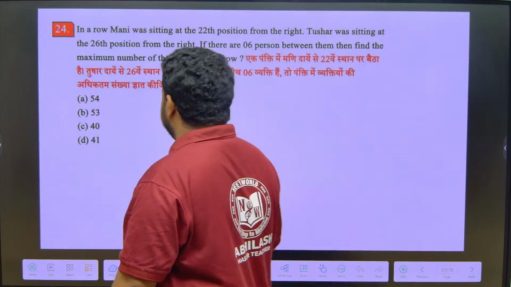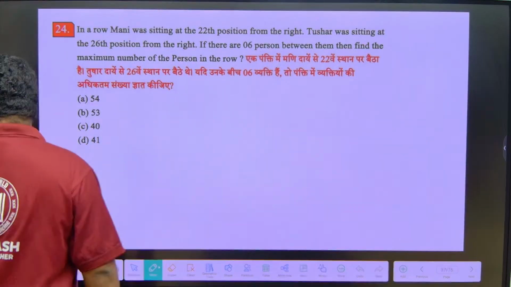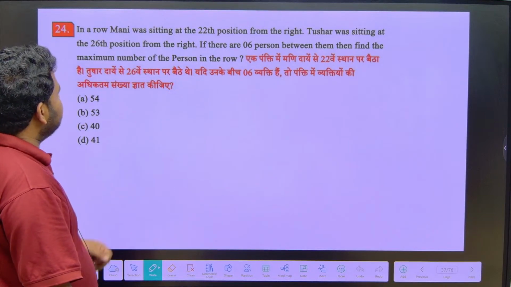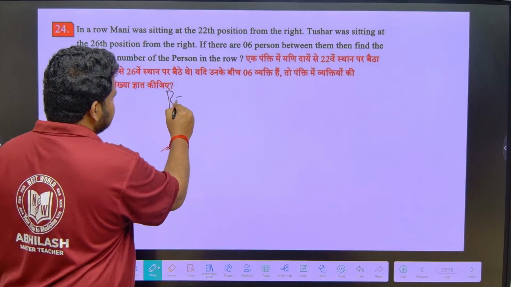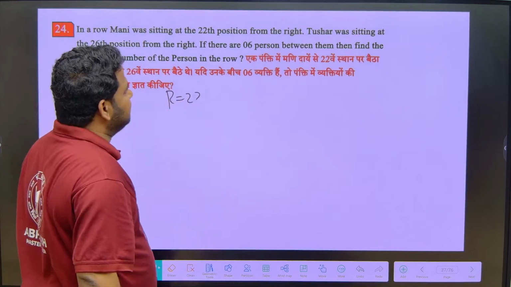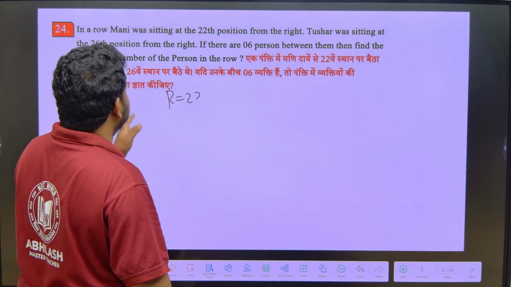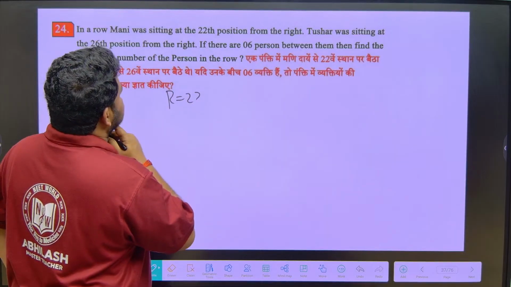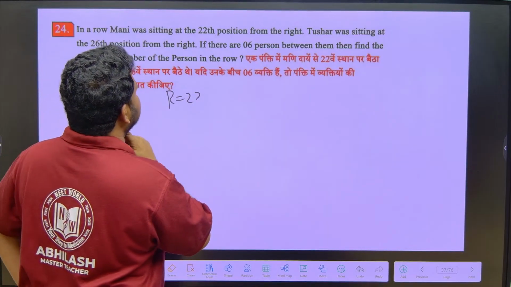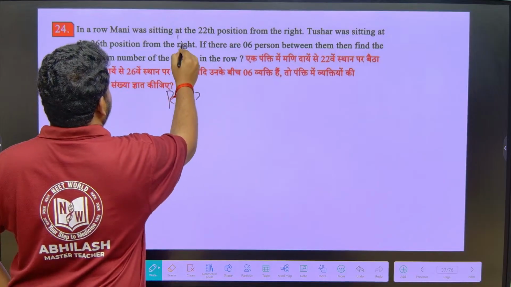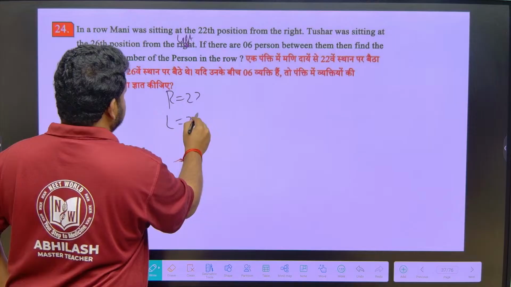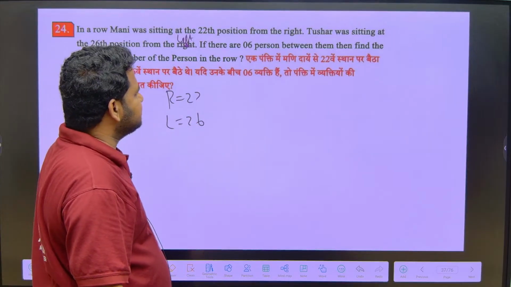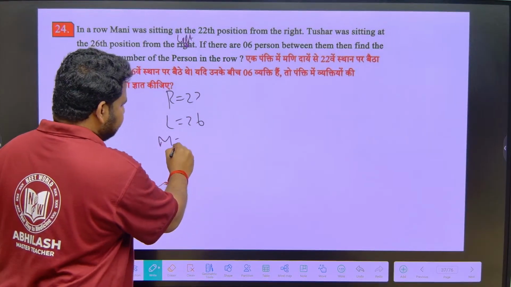One more question. Let us have a look at this question. They are telling, in a row, Mani was sitting at the 22nd position from the right. Right position is 22nd. Write it down. Tushar was sitting at the 26th position from the left. This should not be both, one of them should be left. Let this be left. Left is 26th. If there are six persons between them, middle is 6.